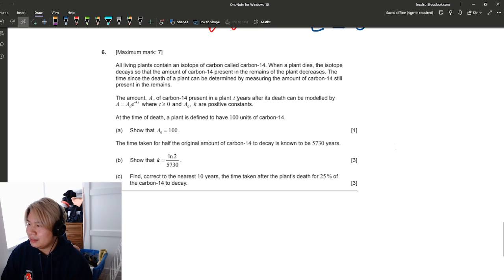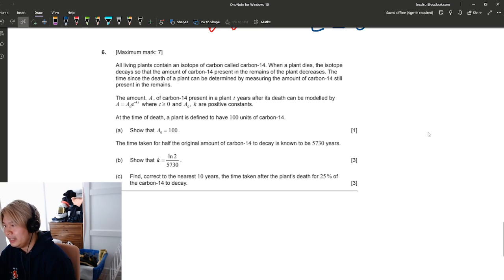T represents the amount of years after its death. And then you need to show A0, A0 is 100. Okay, easy enough. At the time of death means T is 0. So what we do is we just plug in 0 into here, and that's easy enough to do.